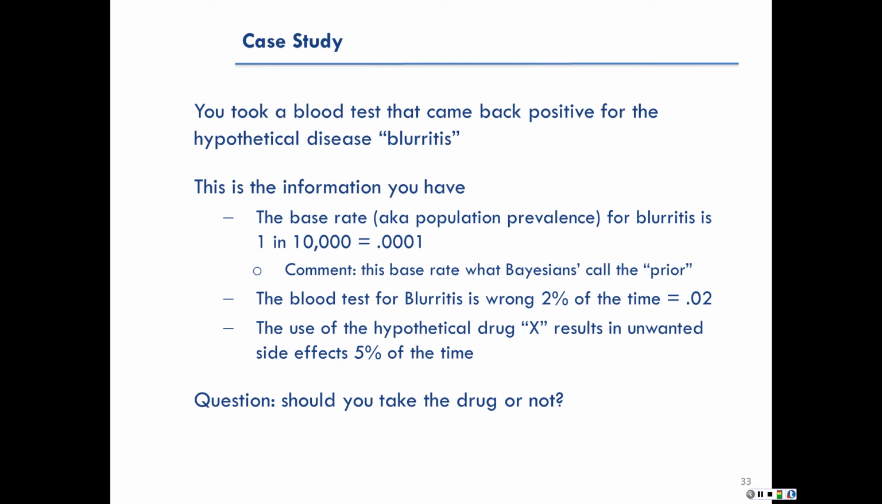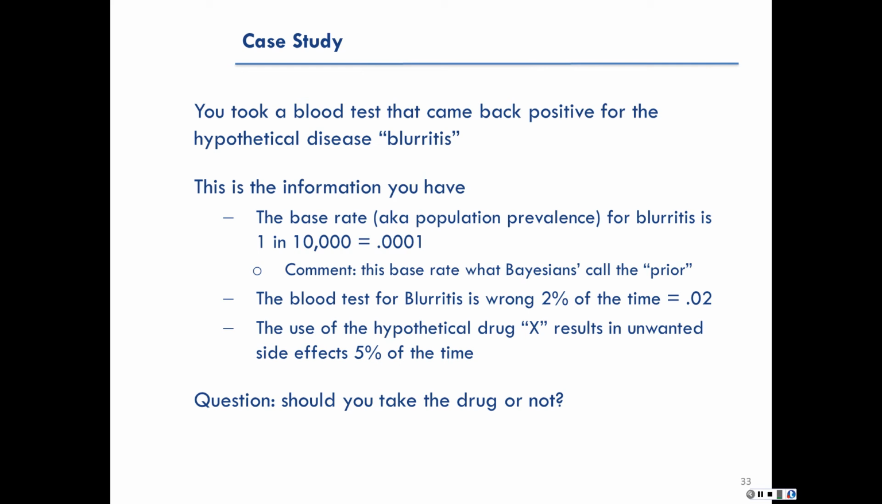And so the only information you have on hand is, first of all, the base rate, also known as the population prevalence for bleuritis, which is 1 in 10,000, or 0.0001. So it's pretty rare. Comment here, this base rate is what you will hear Bayesians call the prior. And so we always need the prior when we're computing probabilities.